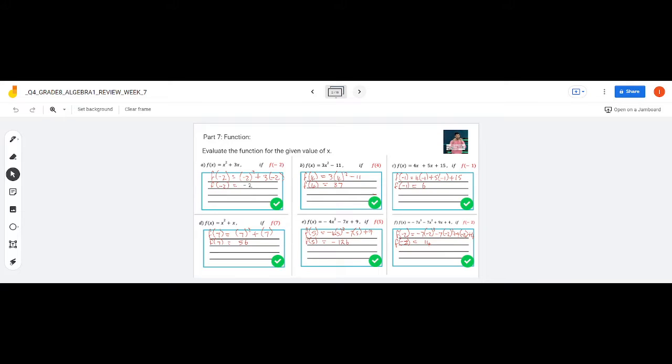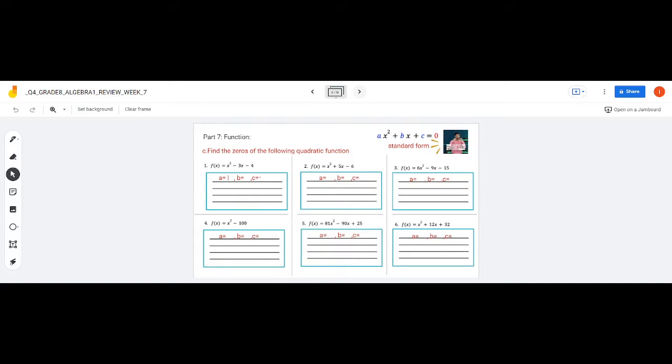All right. Now, how do we find the zeros of a quadratic function? Now this is very important. Now all you have to do is make sure that it's in standard form, and the standard form is ax squared plus bx plus c is equal to 0. So that's our standard form.